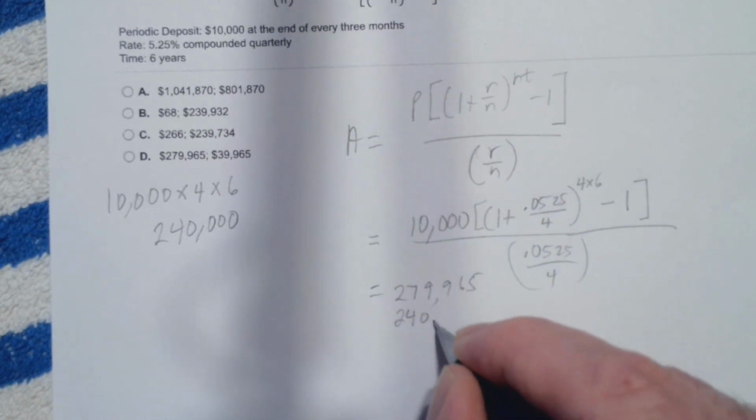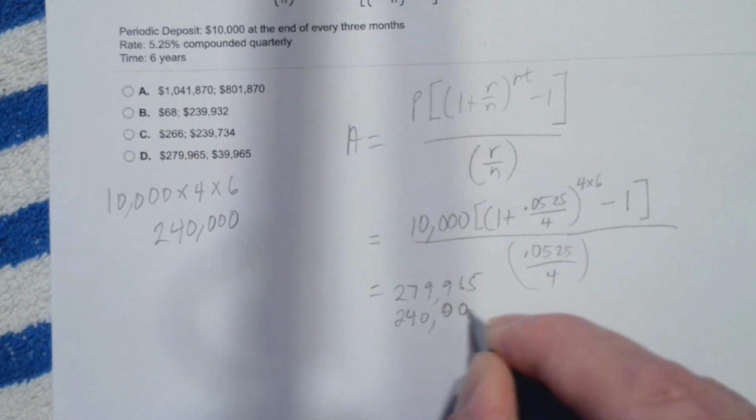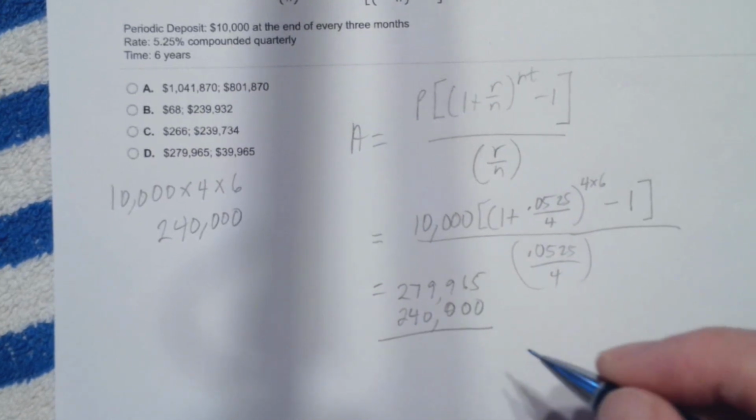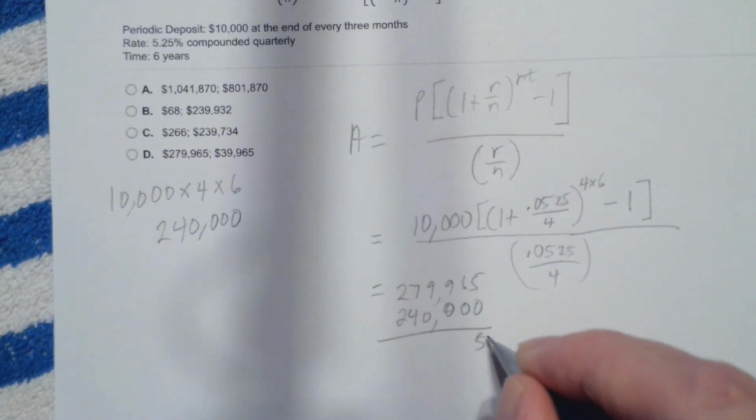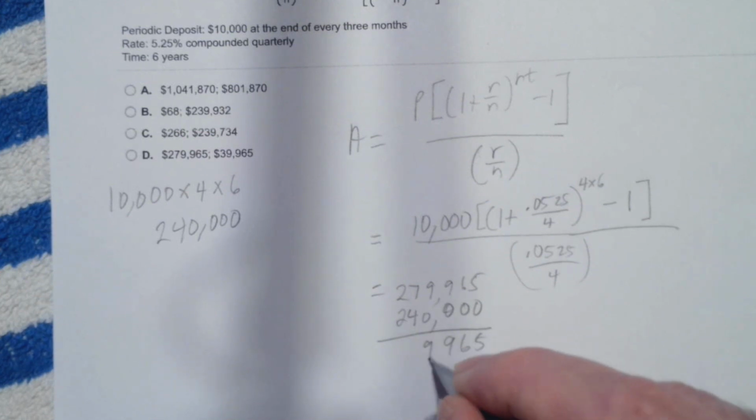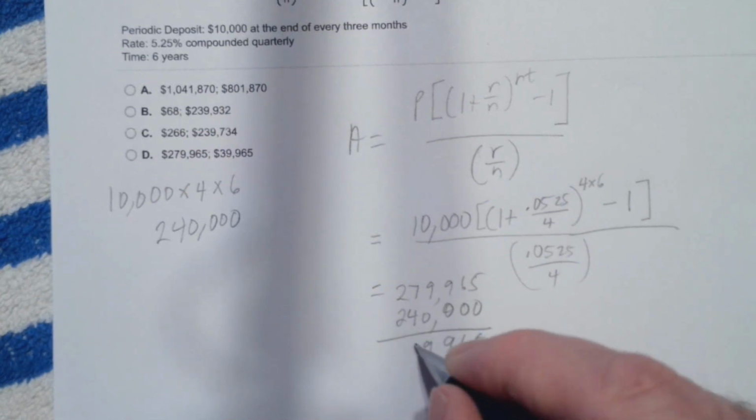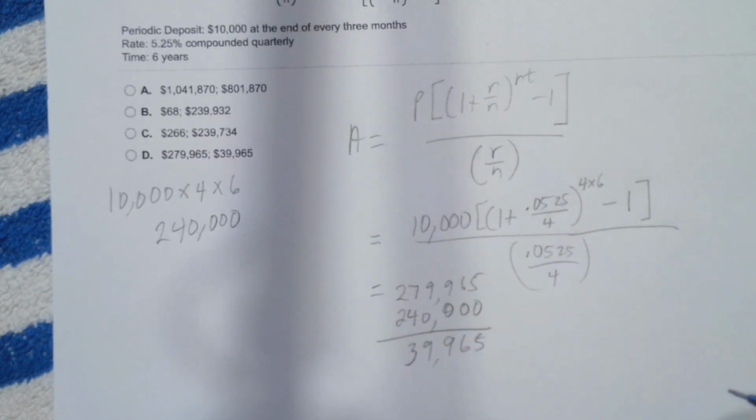If you put that in, so 279,965 minus 240,000, that's $39,965. That would be what you earned in interest to make a total of the $279,965. Anyway, I hope that helps.